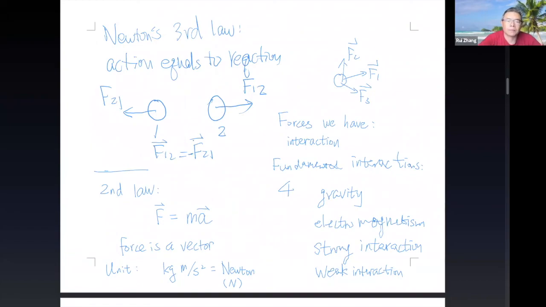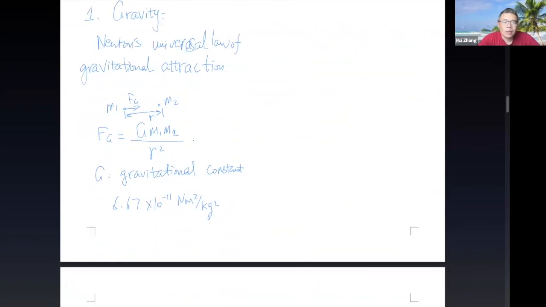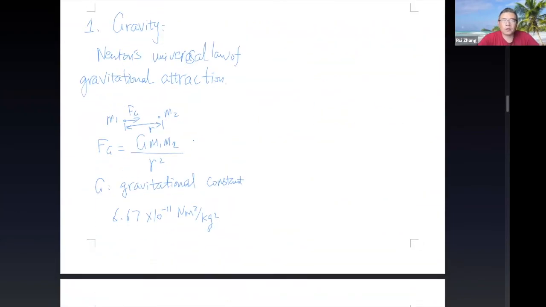Okay, so now the first question you may wonder is, if that's true, why don't I feel it? I don't feel attraction from other people or other objects. If I walk towards a building, I don't feel I'm attracted to it. I don't feel a force pulling me to the building. Or when I walk towards my car, I don't feel any attraction pulling me to the car. So why is that?